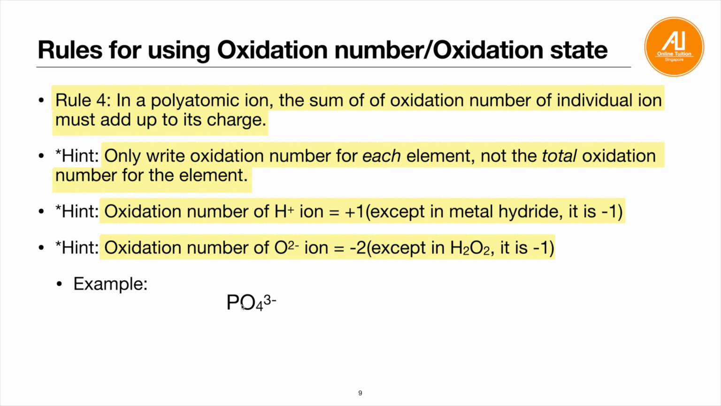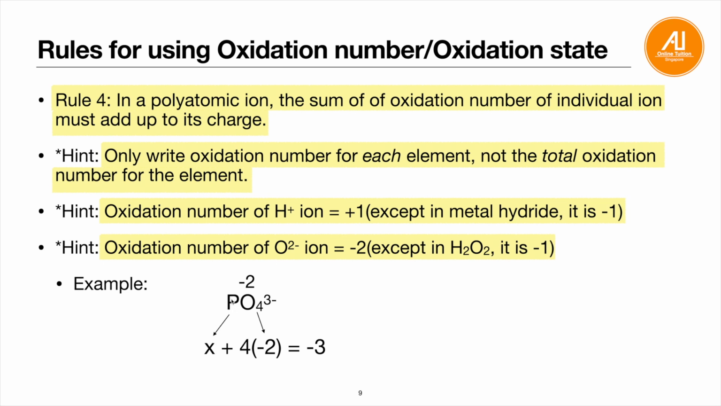A polyatomic ion. This ion is made out of 2 types of atoms. The overall charge is 3 minus. So phosphorus plus 4 oxygen must be 3 minus in the end. You realize I put just -2. Some students will say 1 oxygen is -2, but 4 oxygen is -8. But realize this is the rule: only write oxidation number for each element, not the total oxidation number for the element. So you just write -2. You don't put -8, just for 1 oxygen atom. The oxidation number is only for 1 atom, 1 element.